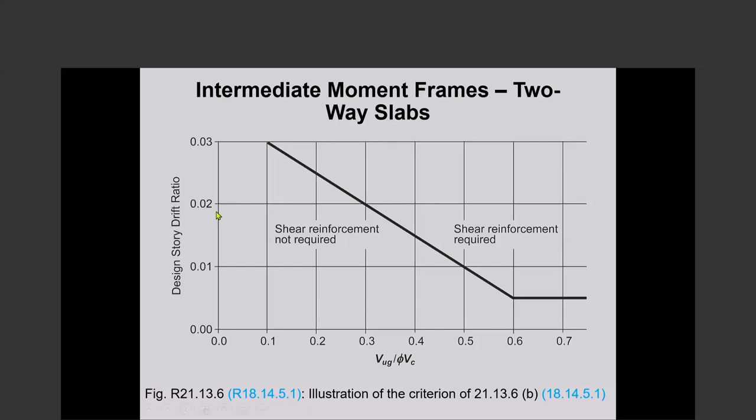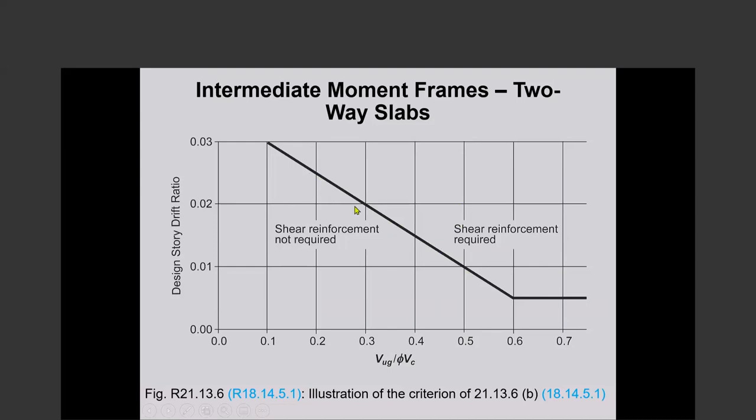When we say design story drift ratio, it is the design story drift divided by the story height. So when you have 0.02, that means design story drift is 2% of story height, which is the limit for standard occupancy buildings, you recall. Okay, so this solid line is very important. ACI 318 is saying you shall provide a prescribed amount of shear reinforcement, not at every slab column joint, as I initially said, but at slab column joints that are beyond this solid line, on this side of the solid line.